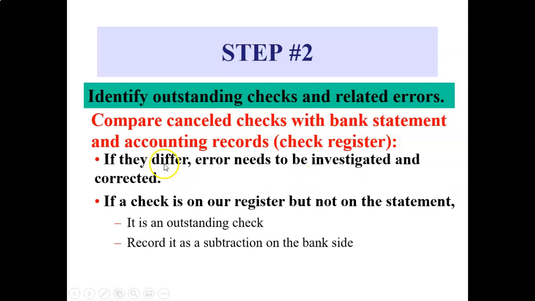Okay, if there's different amounts, then that's an error and it needs to be investigated and corrected. Okay, if a check is on the register, but it didn't clear the bank statement, then that is what we call an outstanding check. And it's the bank statement that doesn't know about it, so it's going to go on the bank side of the bank rec. And since it's a check, it'll have to be subtracted.